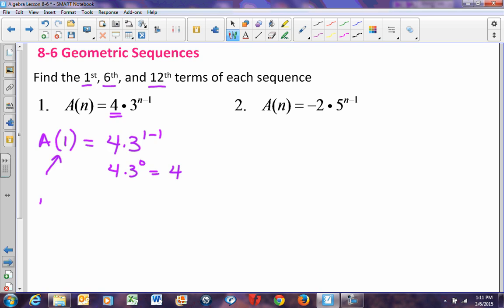I need my 6th term, so a of 6 will equal 4 times 3 to the 6 minus 1, or 4 times 3 to the 5th power. So remember, you have to do order of operations. 3 to the 5th power has to come first. So 3 to the 5th power is 243, so I'm going to do 4 times 243. And that ends up to be 792. So 792 is my 6th term.